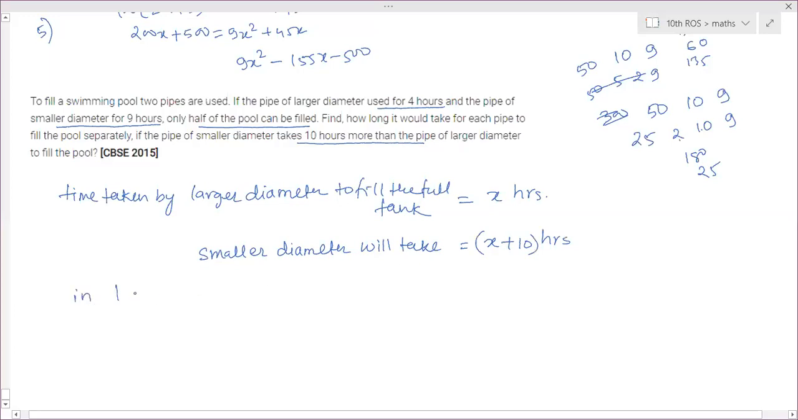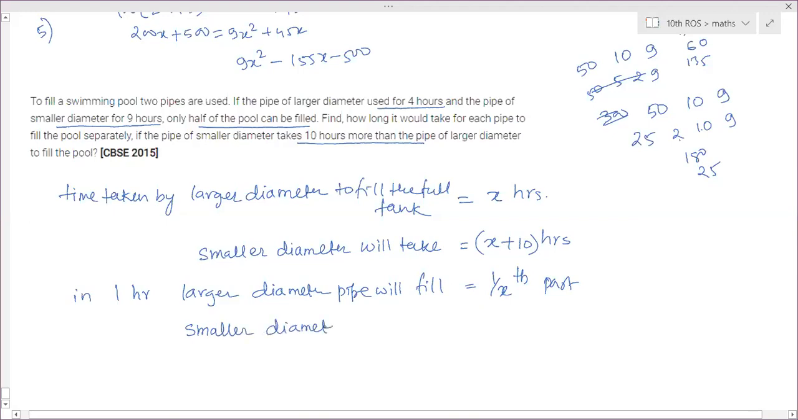So in 1 hour, how much part of the tank will the larger diameter pipe fill? 1 by X part. And the smaller diameter will take X plus 10 hours, so 1 by X plus 10 part. Is it clear?